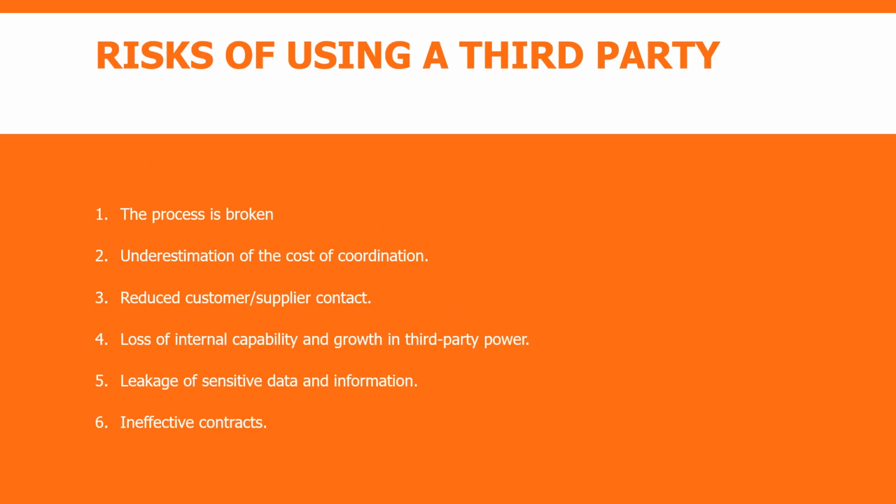Now, the next topic is risk of using a third party. Firms must evaluate the following risks when they move any function to a third party. When we have a third party, there is a possibility of a broken process, underestimation of the cost of coordination, reduced customer or supplier contact, loss of internal capability and growth in third party power, leakage of sensitive data and information, and ineffective contracts. So these are the possible things that may happen when we use a third party.